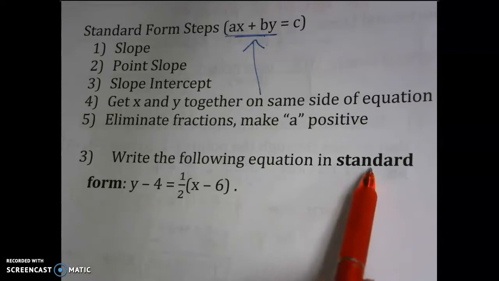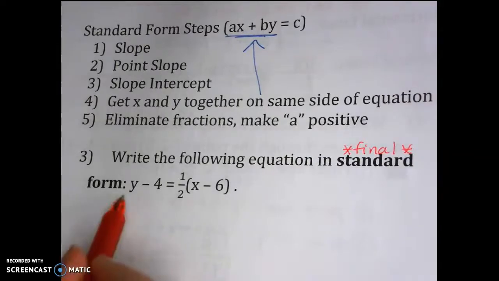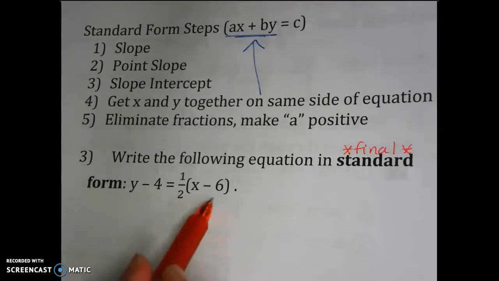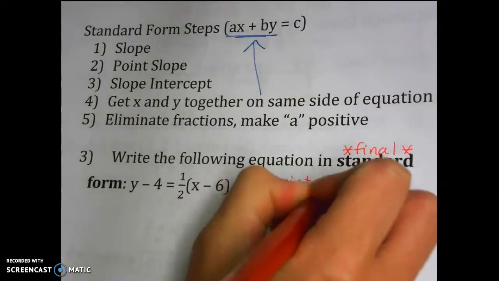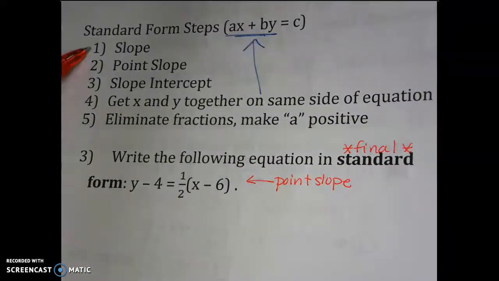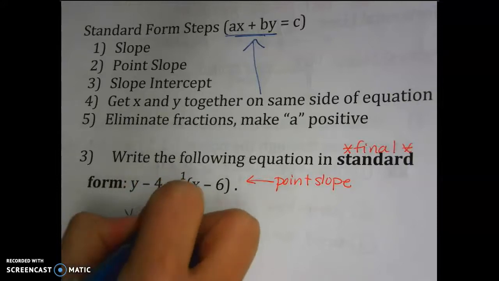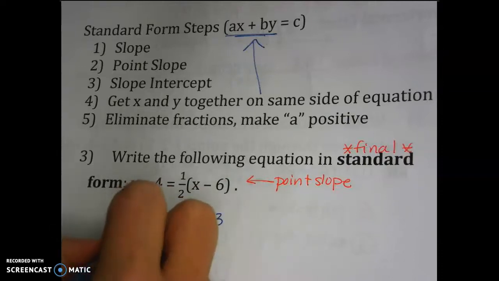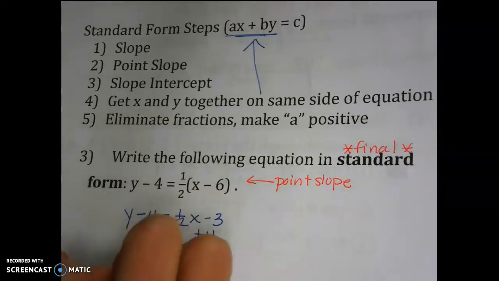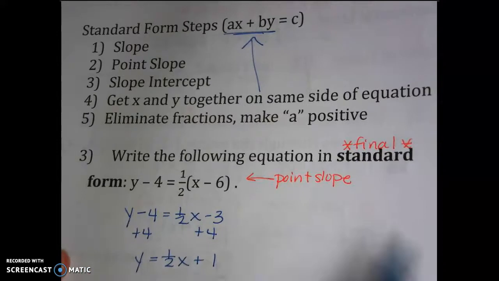So here we want it in standard form. Again, this is our final result, so we don't jump straight there. You need to identify what formula this is. Hopefully you know that this is point slope right here. Since they already gave it to us in point slope, basically steps 1 and 2 are already done. So we're ready to move on to step 3. So that means we need to solve it. Y minus 4 equals 1/2 x minus 3. Then we need to add that 4 over. Y equals 1/2 x plus 1. So now we're in slope-intercept form.